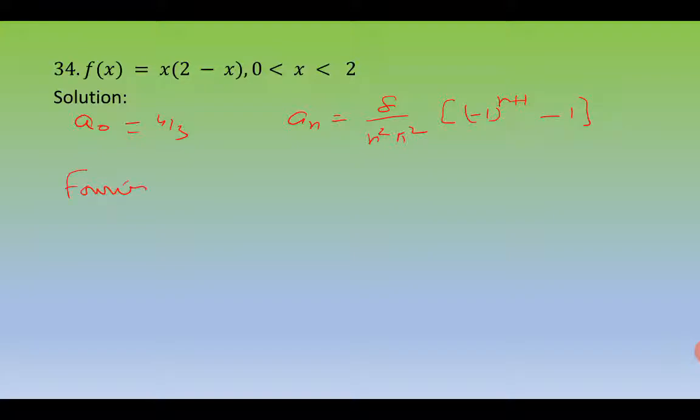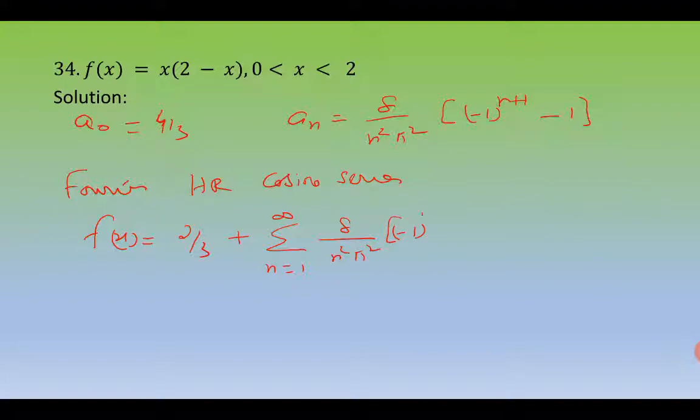We can write the Fourier half range cosine series, which is f of x equals 2 over 3 (4 over 3 divided by 2 will be 2 over 3) plus summation n from 1 to infinity of 8 over n squared pi squared times (minus 1 to the power n plus 1 minus 1) times cosine n pi x over 2. This is the second answer, the end of this problem.